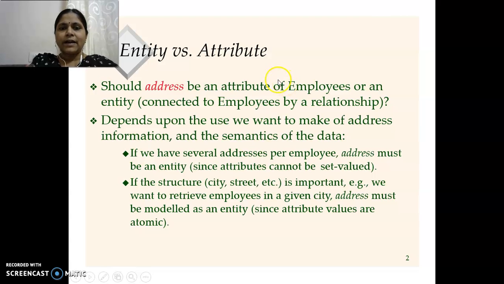Sometimes we are given the address of the employee as an attribute. Then we need to consider whether it can be represented as an entity or attribute. Suppose the address has city, street, and country, then it is not atomic. In such cases, it cannot be an attribute because an attribute should always be atomic. Therefore, the address of an employee can be only an entity. Such decisions should be properly taken care of while designing the conceptual model of the ER models.